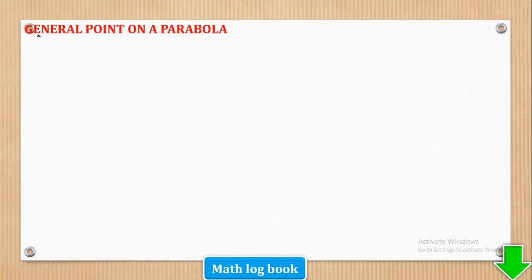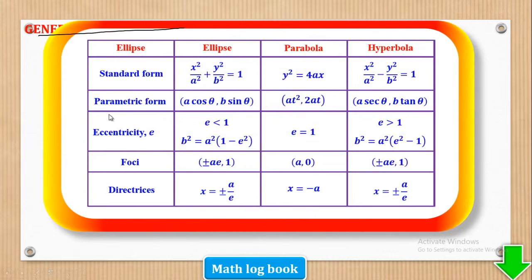So now we shall go to the general point of a parabola. Now this general point is also available in the mathematical table. So if you look at your mathematical logbook, under parabola there's this part of parametric form, and it is (at², 2at).